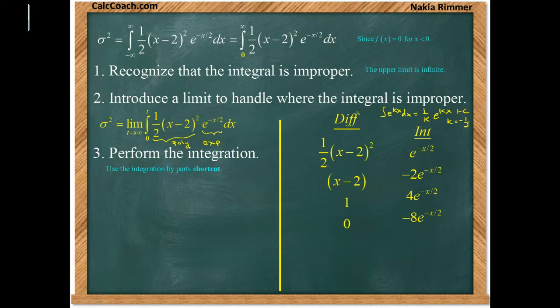The next step in the process of the shortcut is to multiply along diagonals going down and to the right. But to get uv minus the integral of v du to work out, what we need is alternating signs. Employ alternating signs, and we'll start with plus.